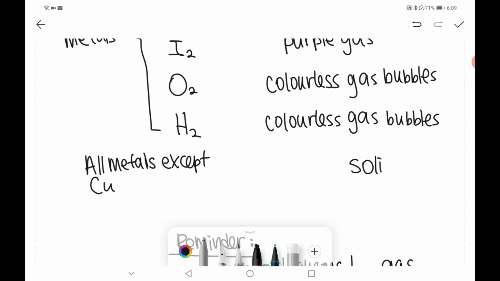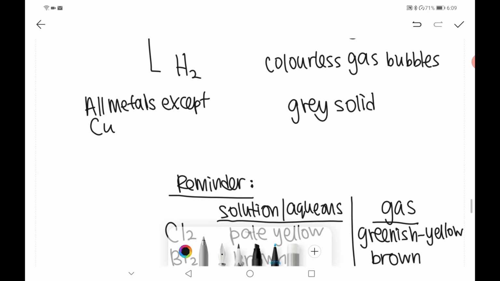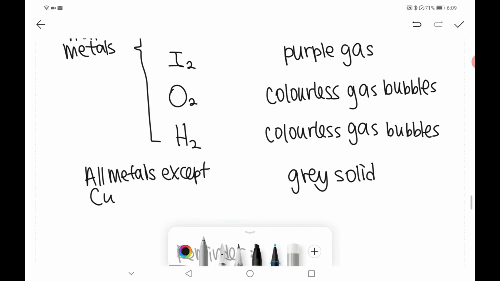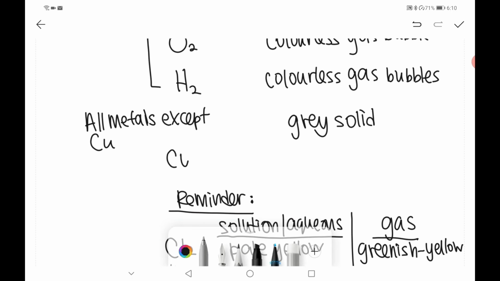All the metals are in solid form, and the color is gray. All the metals will be gray solids. For example, magnesium is a metal, a gray solid. Aluminium is a metal, a gray solid. The only special metal you need to know is copper.